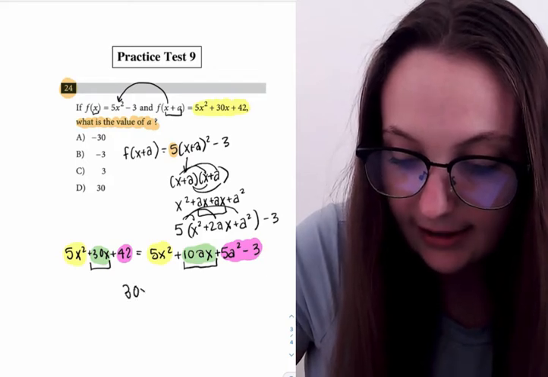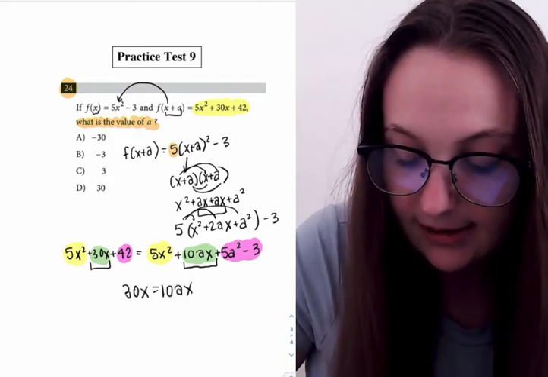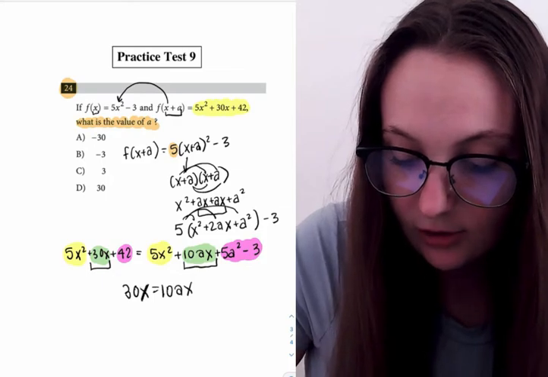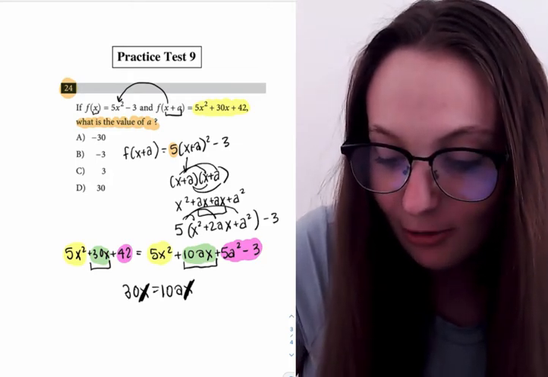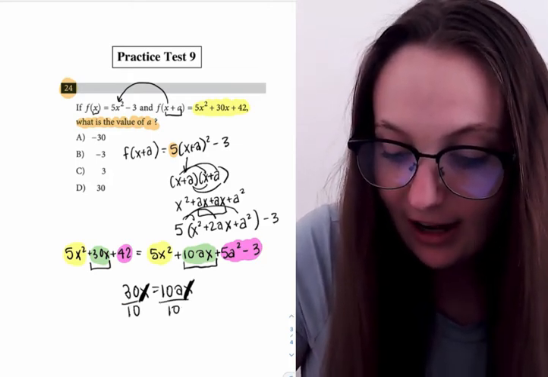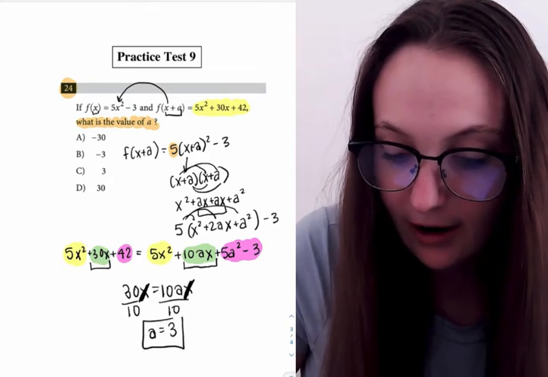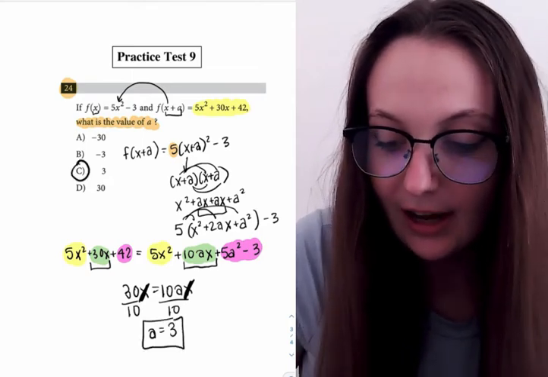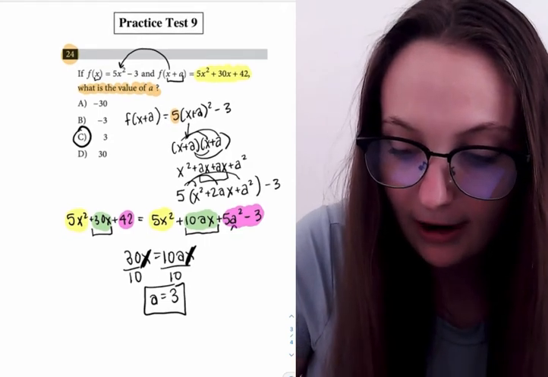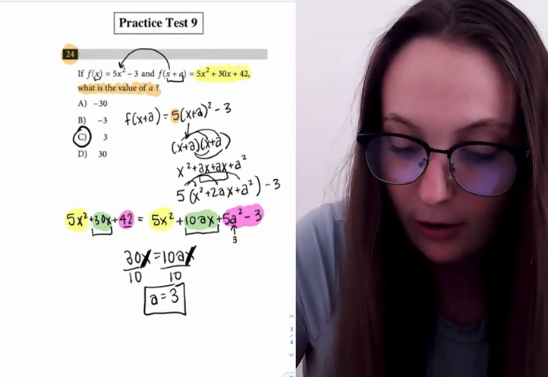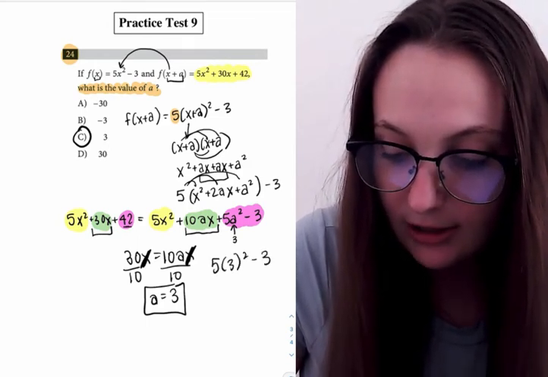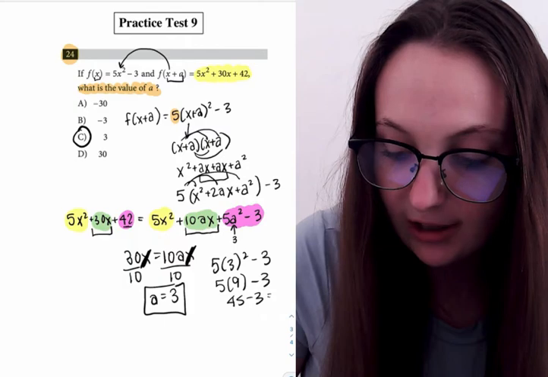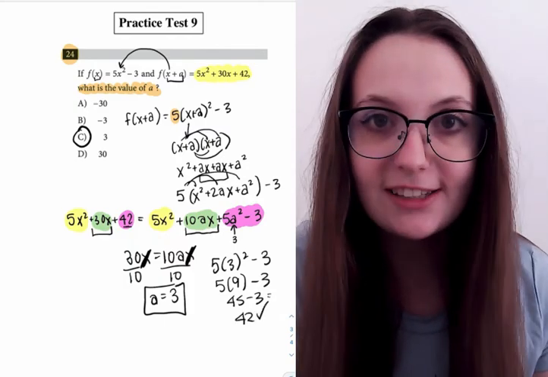So if 30x, we know, is equal to 10ax, so the x's will end up canceling out. So I can't really cancel out the x because I was going to exit. That wouldn't really work. All right, so we know then that if we divide both sides by 10, we get that a is equal to 3 as our final answer, which gives us choice C. And we can just double check that by making sure when we plug in 3 right here for a, that's equal to 42. So we get 5 times 3 squared minus 3. 3 squared is 9. 9 times 5 minus 3 is 45 minus 3, which does indeed equal 42. So the whole thing does check out.